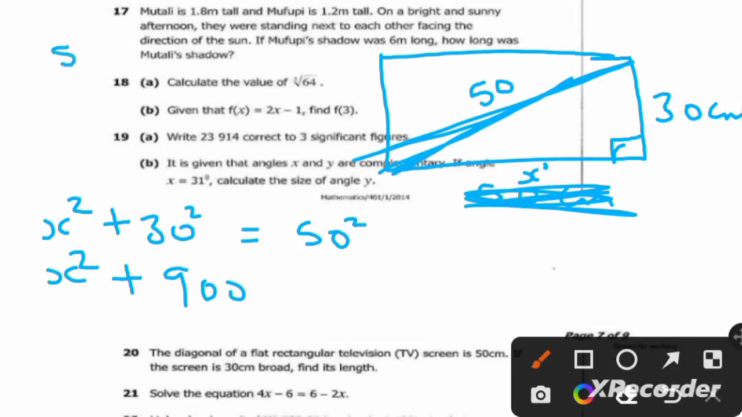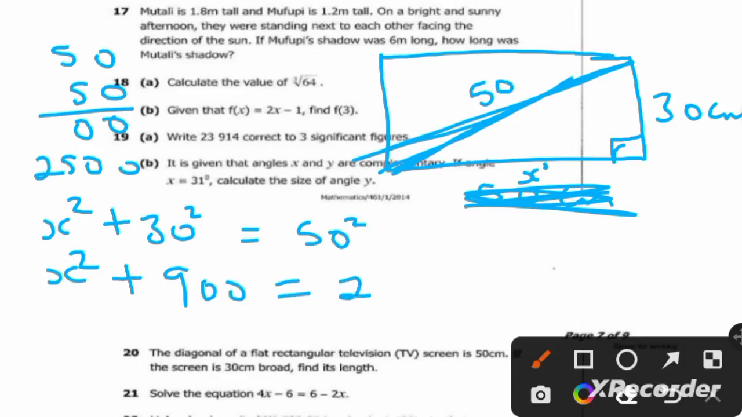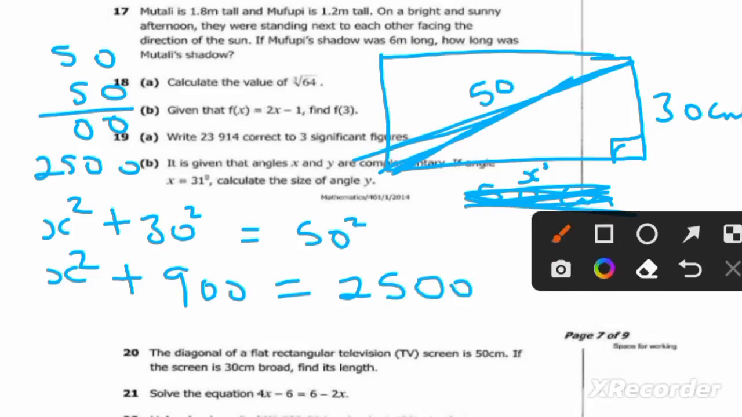Then we are also going to say 50 times 50. So 0 times 0, 0. 5 times 0, 0. 5 times 5, 25. So 50 times 50 is equal to 2,500. So x to the power 2 is equal to 2,500.